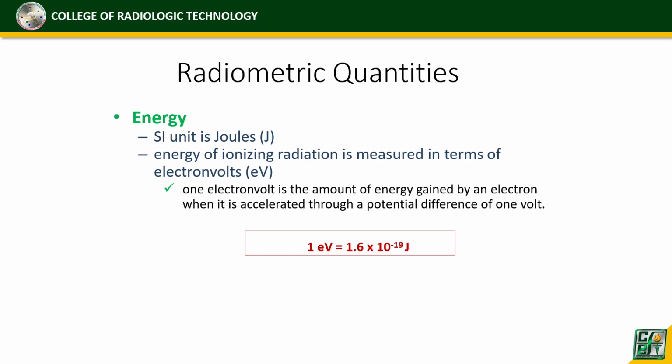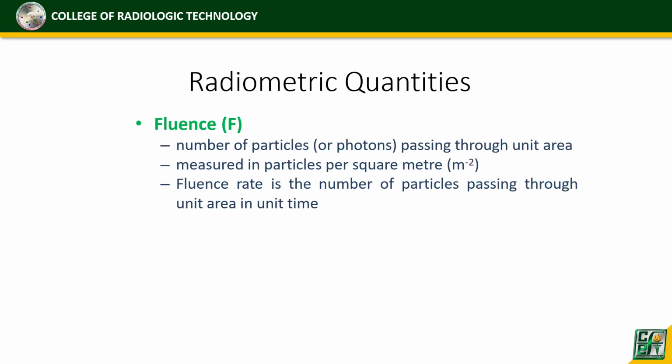So paano kung kuhain ng electron volts? So itatimes mo lang yung potential energy sa voltahe. Doon sa potential energy ng electron doon sa voltage, so you get electron volts. And 1 electron volt nga is equivalent to 1.6 times 10 to the negative 19 joules. So energy yan.